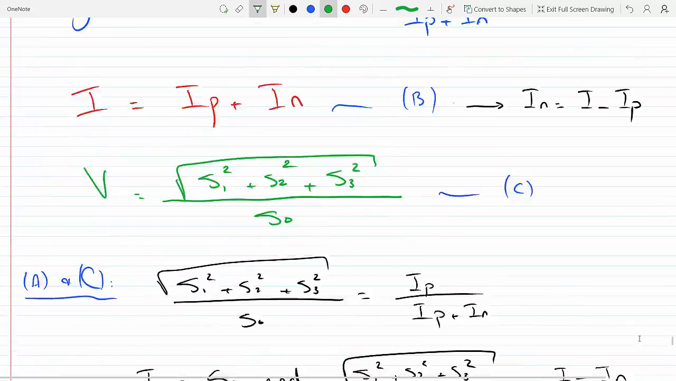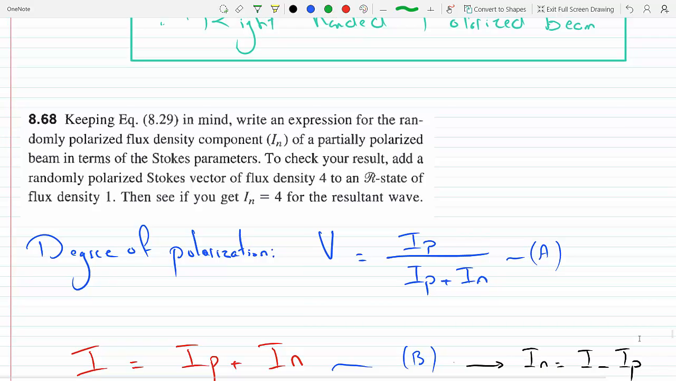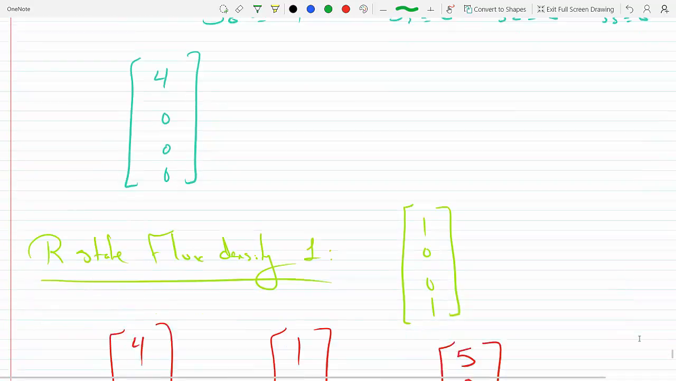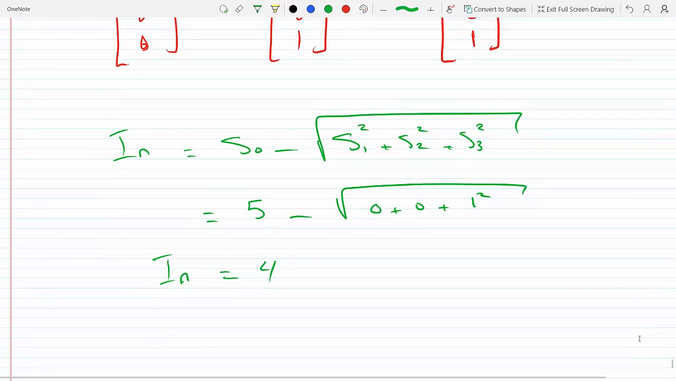So when we add the randomly polarized Stokes vector of flux density 4 to an R state of flux density 1, we do indeed get 4 for the resultant wave. We get 4 for the randomly polarized flux density component. That concludes this question.